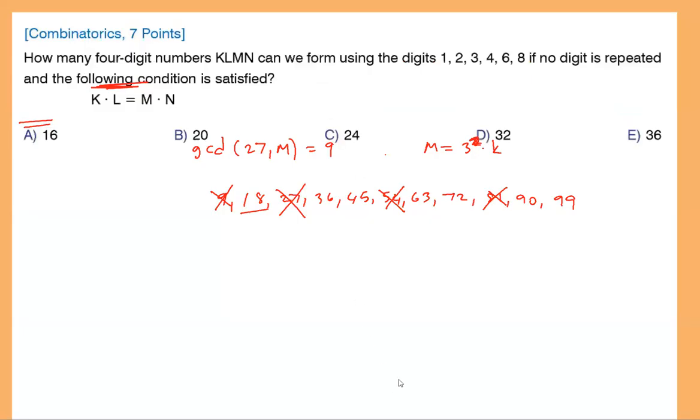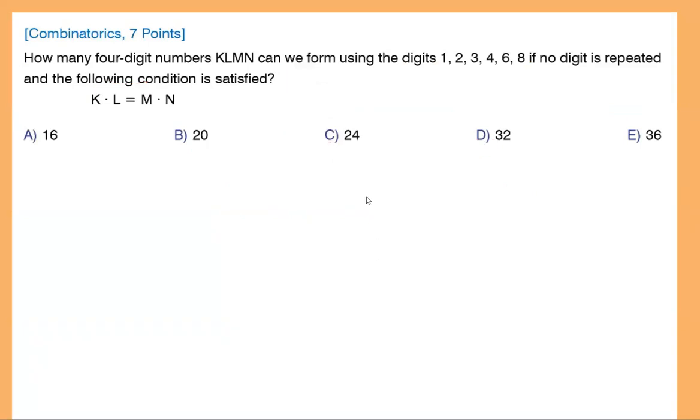Okay, so the last question is a combinatorics problem. We are going to use the digits 1, 2, 3, 4, 6, and 8. If no digit is repeated, we would like the product of two of those digits to equal the product of the other two. It's not too challenging, but let's try to organize our counting.